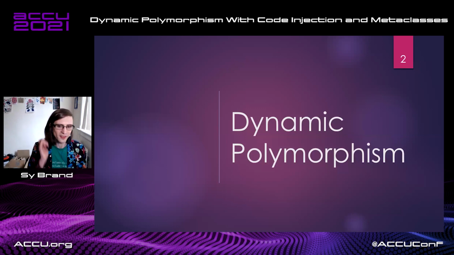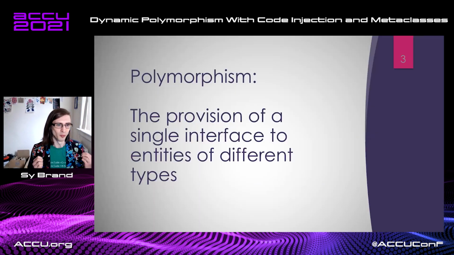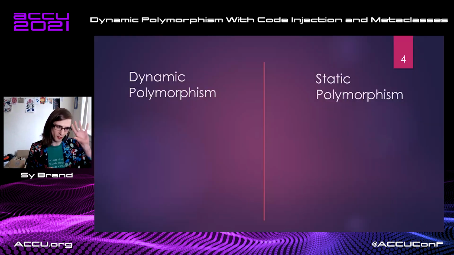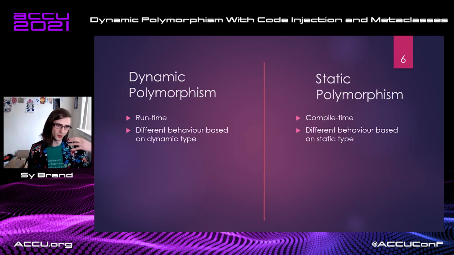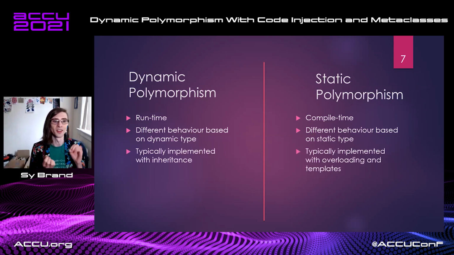Before I get started, let's define what I mean by dynamic polymorphism. A textbook definition of polymorphism is the provision of a single interface to entities of different types. The key split we're interested in for this talk is between dynamic and static polymorphism. We're focusing on dynamic, where dynamic polymorphism is runtime and static polymorphism is compile time. Dynamic polymorphism gives you different behavior based on the dynamic type of an object, whereas static is the static type. Dynamic polymorphism in C++ is typically implemented with inheritance, whereas static polymorphism is typically with overloading and templates.